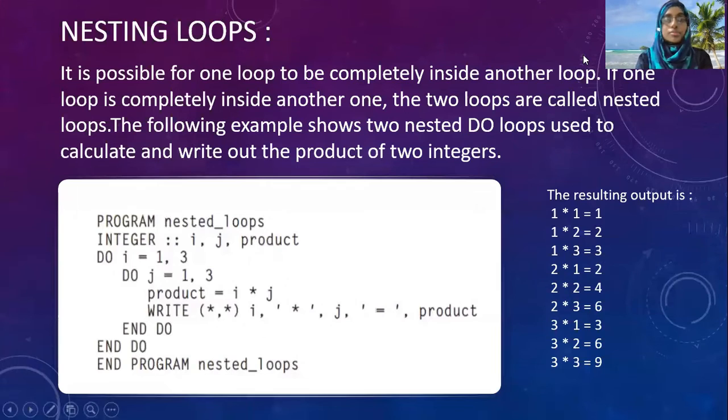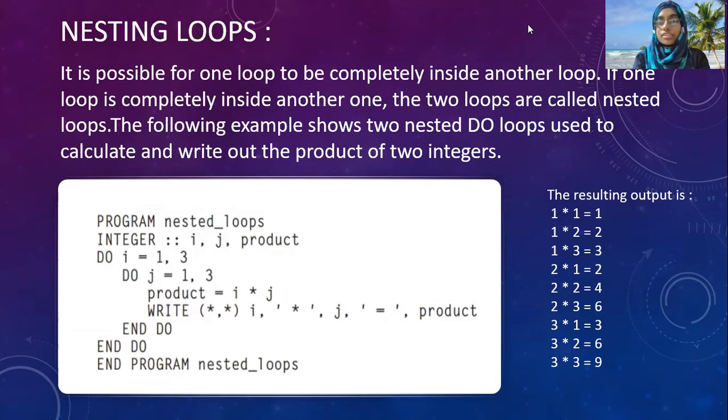It's possible for one loop to be completely inside another loop. If one loop is completely inside another one, the two loops are called nested loops. The following example shows two nested do loops used to calculate and write out the product of two integers.